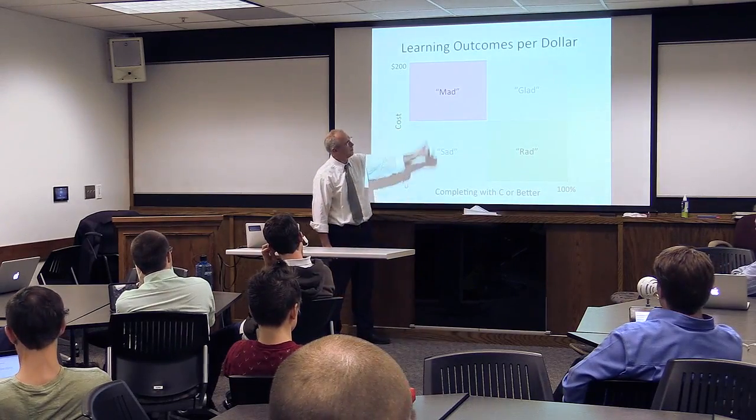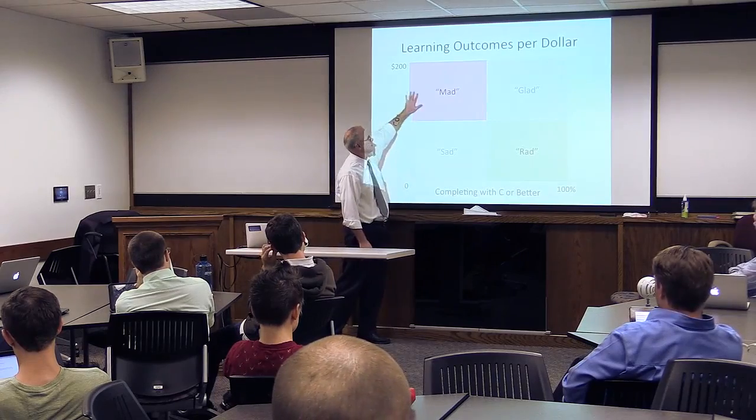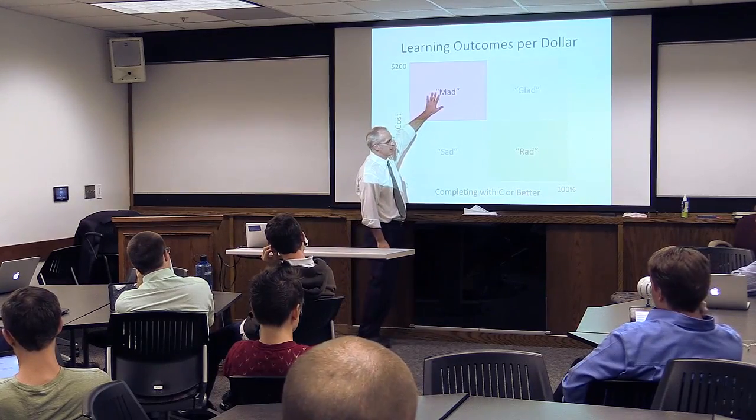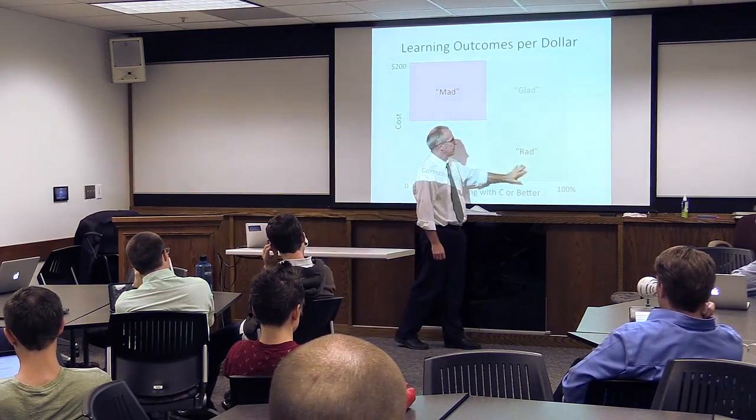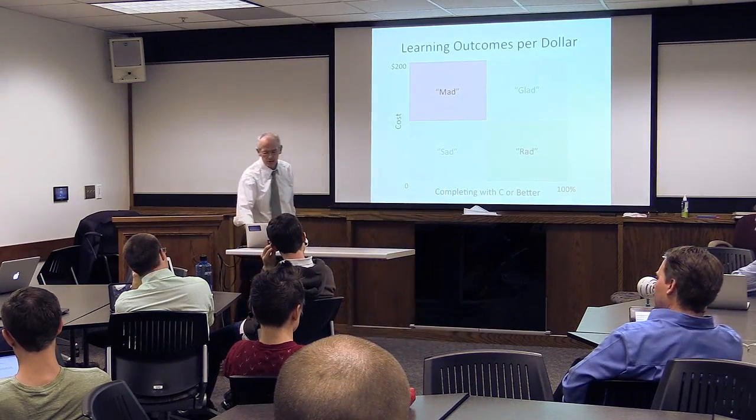But then there's this either up and to the left or down and to the right, depending on how you look at it. But if I spend a lot, but my kids still aren't learning much, that makes me angry. But if I could spend a little and have kids learning a lot, then that's really great.